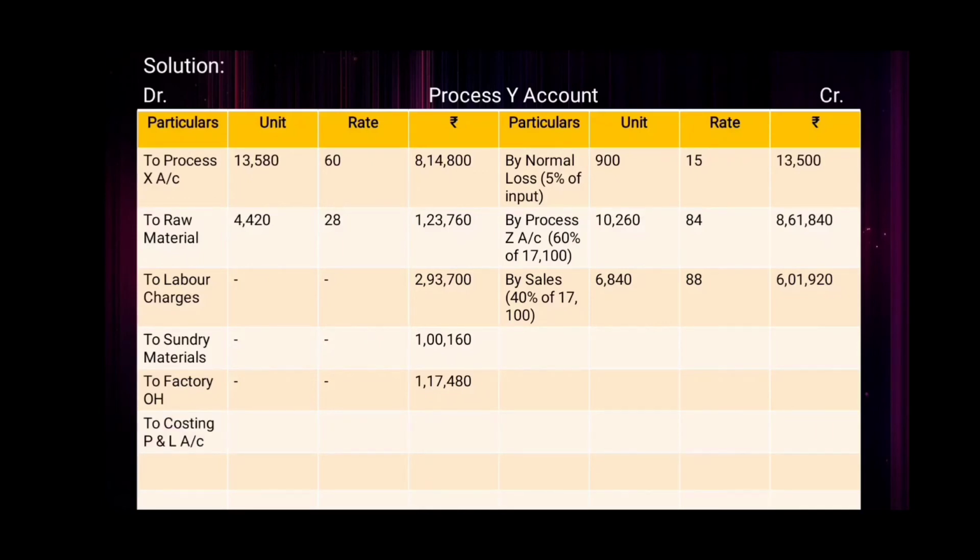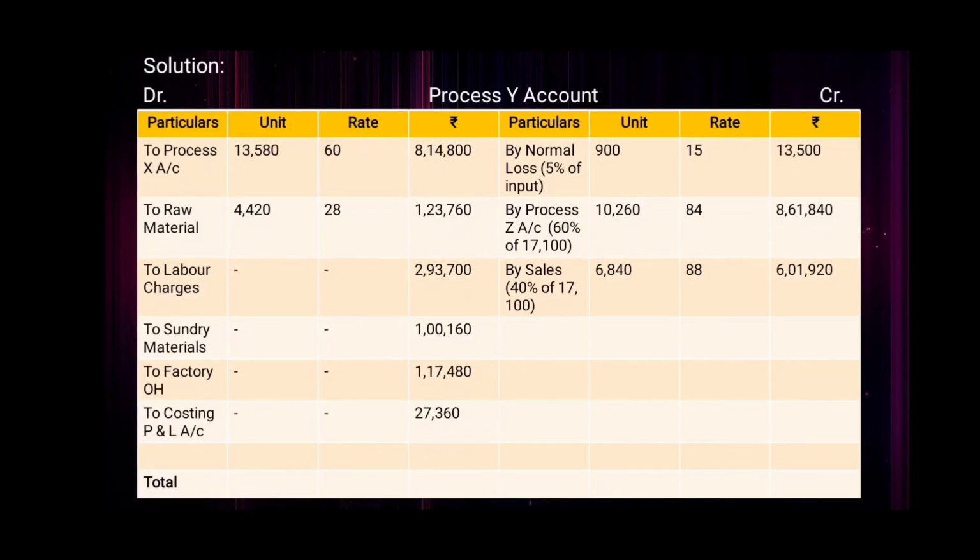Now the balancing figure will be transferred to costing profit and loss account. So the amount will be 27,360. Now let us take the total of both the sides. Unit is 18,000 and the total amount is 14,77,260.